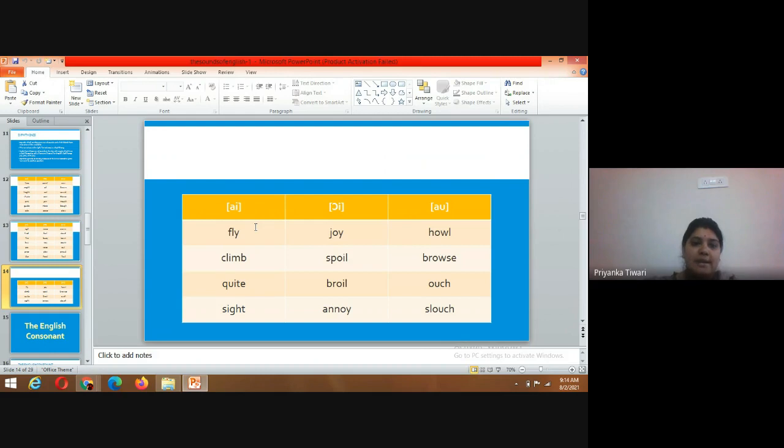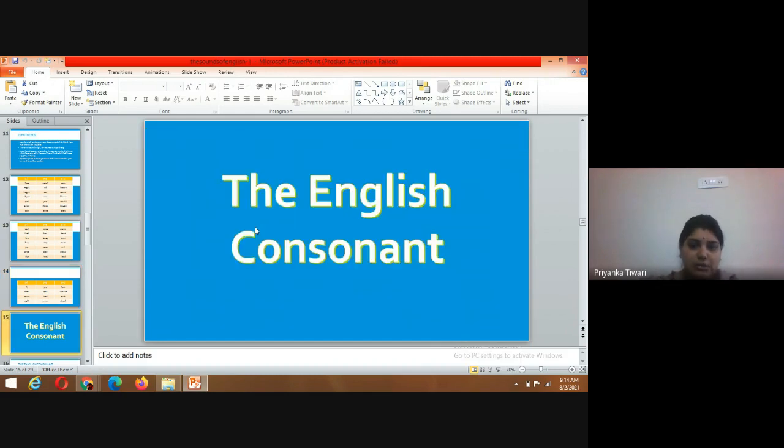Sound of "eye": fly, climb, quiet, sight. Now the sound of "oy": joy, spoil, broil, annoy. And now the sound of "ow": howl, browse, ouch, slouch. So now the English consonants.